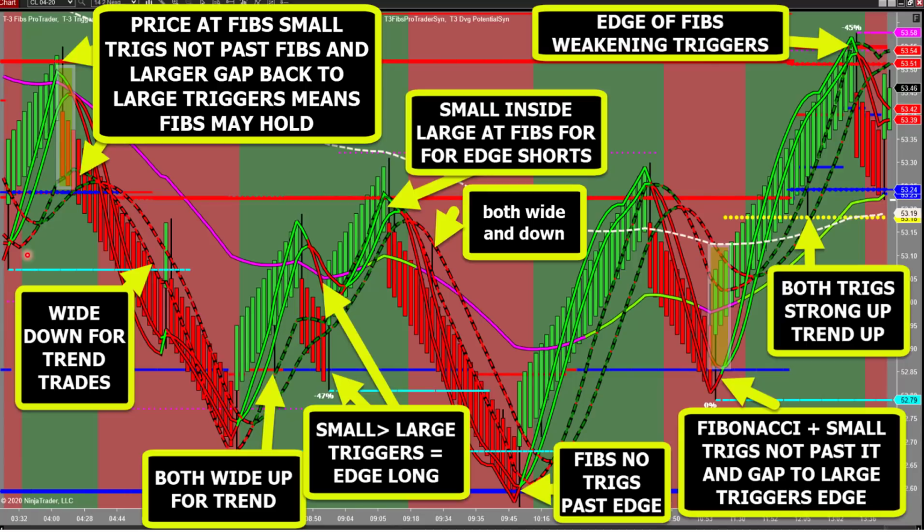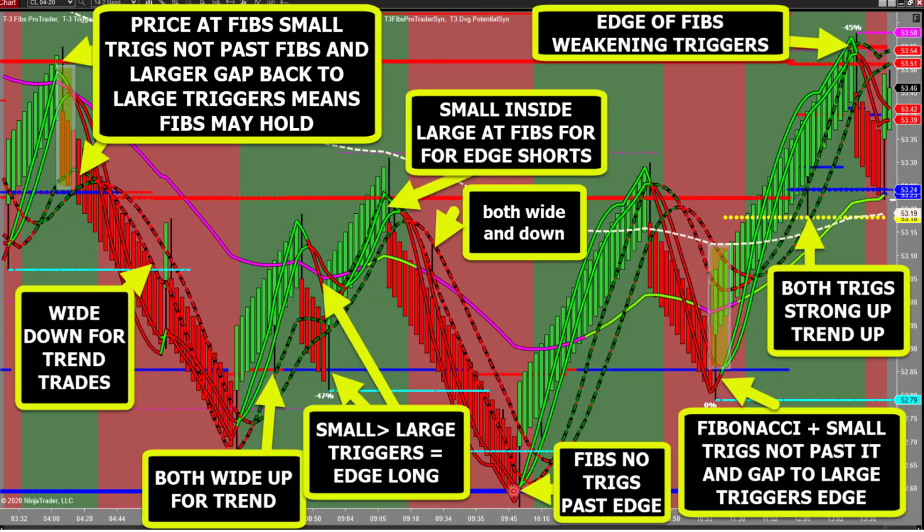Again, I'll let you go through and you can study these, but it's the same thing. If you hit a fib and the large triggers are far away, the fib will probably hold. If the triggers are going down wide, you're going to do some type of short trade. If the triggers are going up really strong, or if you get to a fib and the small triggers are above the large triggers going up, the fib's probably going to hold. If the small triggers are inside of the large and they don't break, the fib usually holds. If they're both going down wide, you're going to get a short trade.